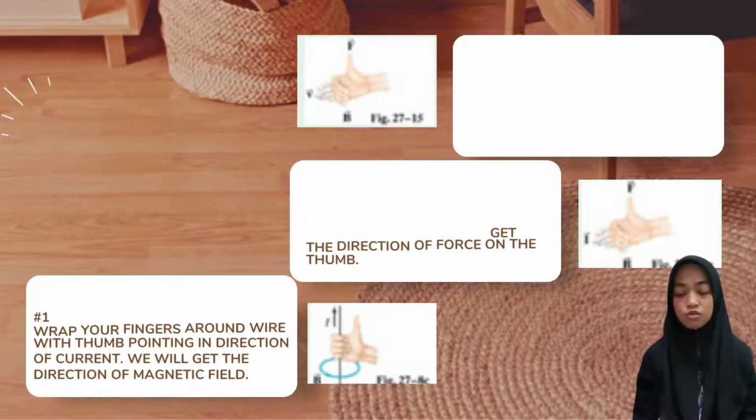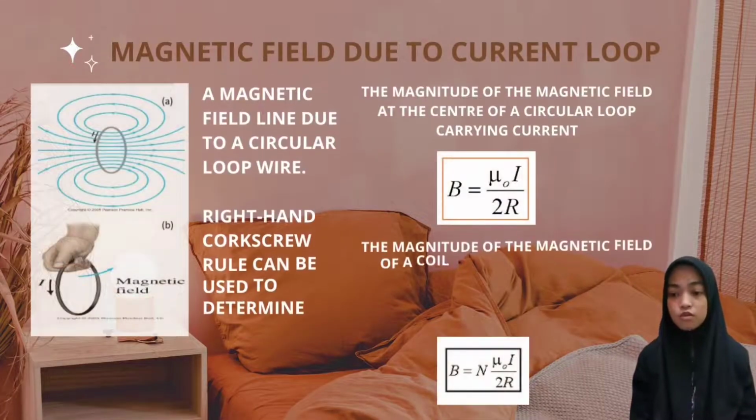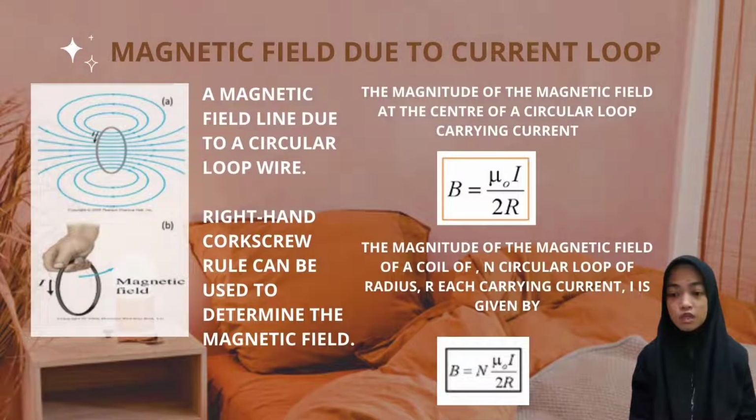Magnetic field due to current divides into two parts. First is loop, and second is magnetic force. Let's look at loop first. This figure shows a magnetic field line due to a circular loop wire. The right-hand corkscrew rule can be used to determine the magnetic field, like in this figure.